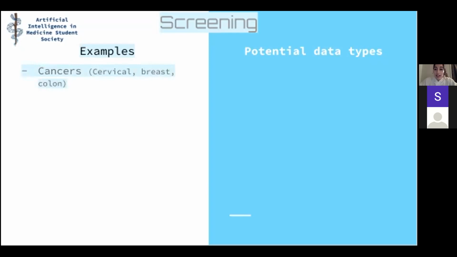So colorectal cancer screening after the age of 50 is recommended for everyone every single year. Breast cancer screening is also recommended for all women after the age of 50 every 1 to 2 years. Cervical cancer screening is recommended for every woman after the age of 25 or when sexually active, whichever one comes later, every 3 years. And mammograms, yes, breast cancer screening is done with mammograms.